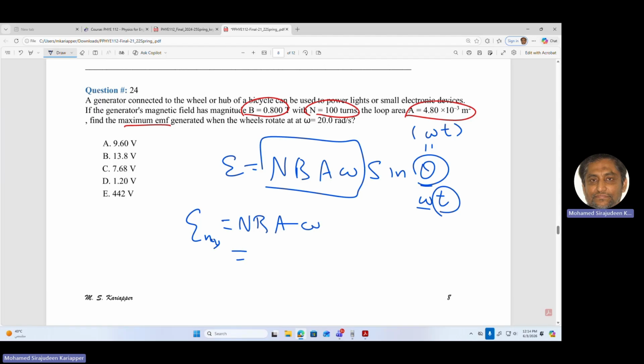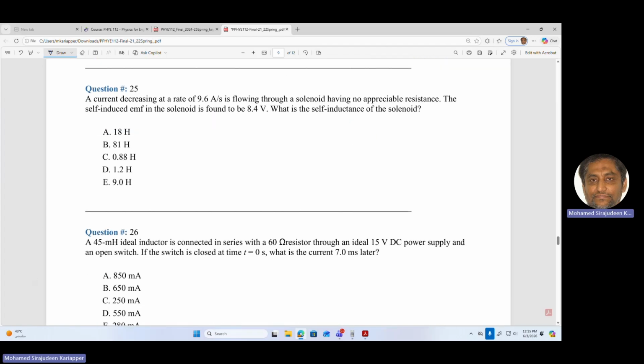Can you do it for me quickly? N is 100. B is 0.8. Make sure everything is in SI units. A is 4.8 times 10 to the minus 3, and omega is 20. What do you get? Okay, C again. Okay.